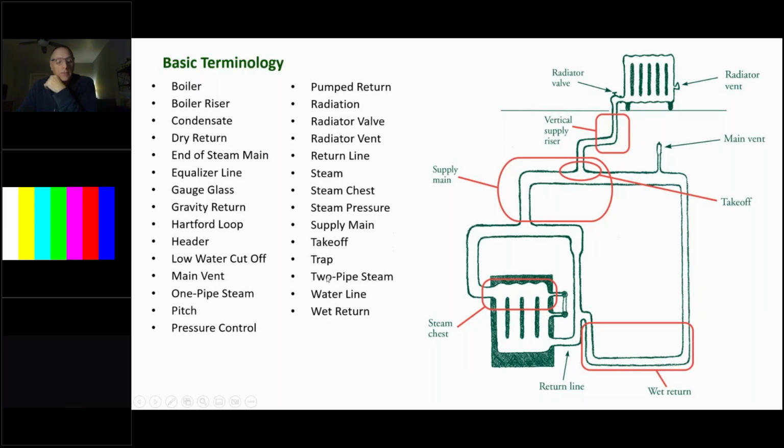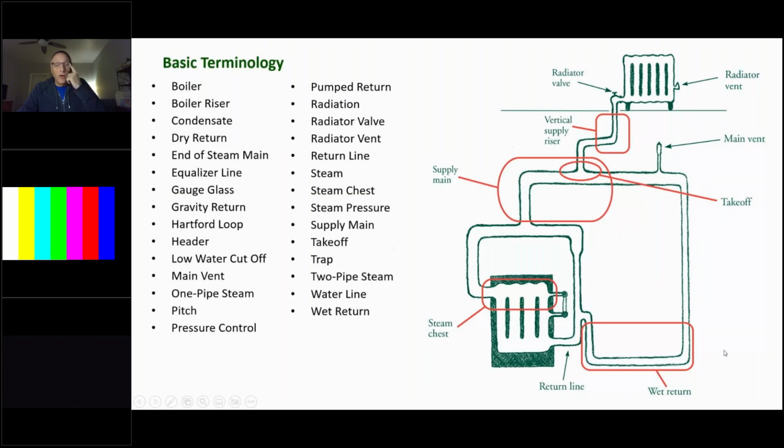You've got traps, then you've got two-pipe steam, which is where steam flows in the radiation while condensate and air flow out of the radiation through two separate pipes. You got the vertical supply riser, which is pretty self-explanatory. The water line of the boiler, it's different for every boiler, but you'll usually see that standard water lines would be about a quarter inch above the bottom of the gauge glass.